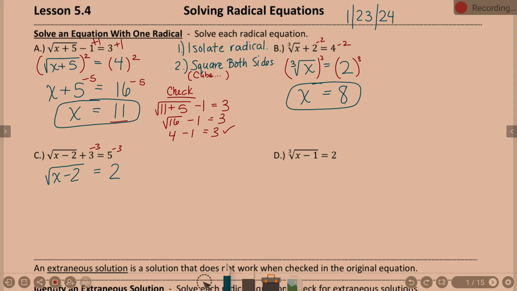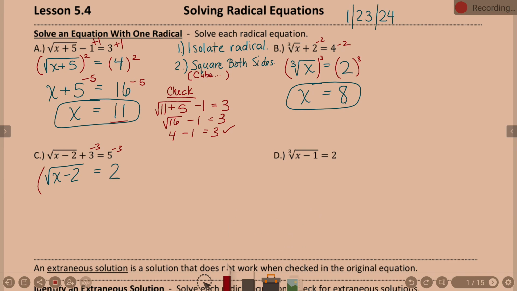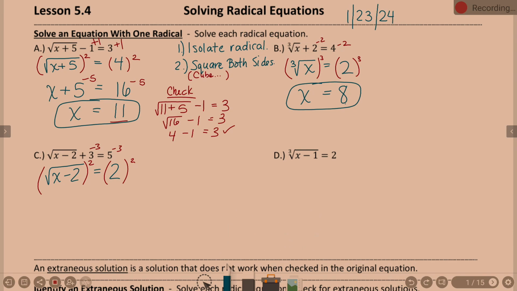Now what? What'd you say? Square root. Yeah, the opposite of square root. To get rid of the square root, we're going to square. We've got the radical by itself, it's a square root, so we're going to square. What is the square root squared here? It is x minus 2. What is 2 squared? 4. And you're back to middle school equation solving, right?